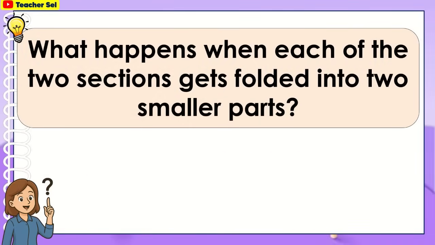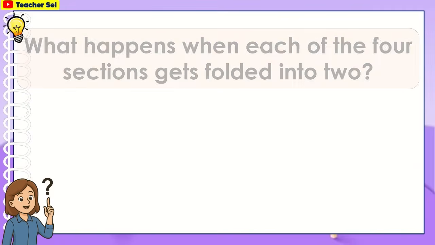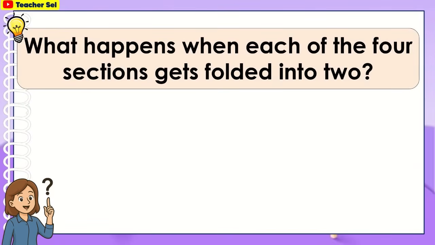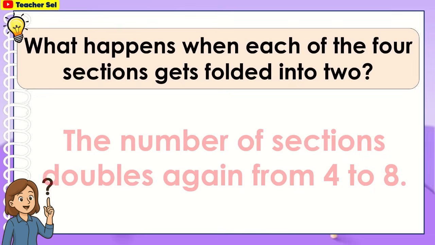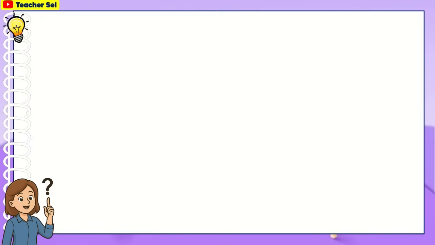What happens when each of the 2 sections gets folded into 2 smaller parts? The total number of sections doubles from 2 to 4. What happens when each of the 4 sections gets folded into 2? The number of sections doubles again from 4 to 8.